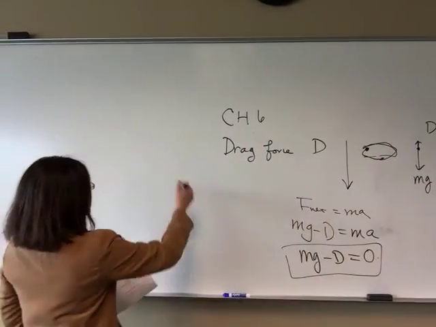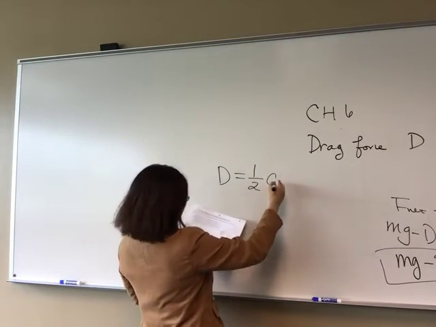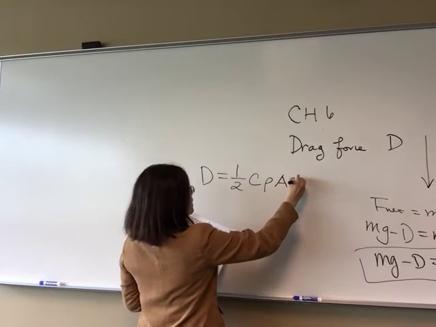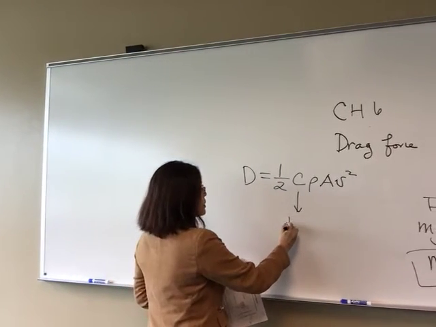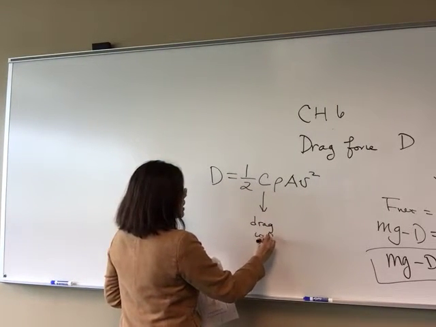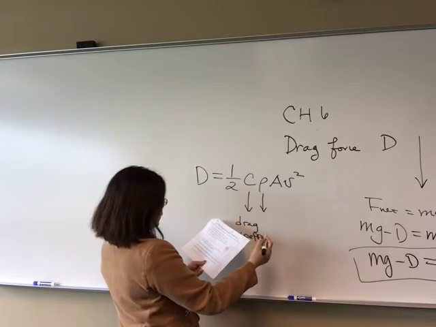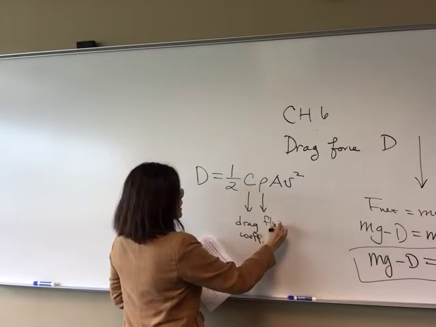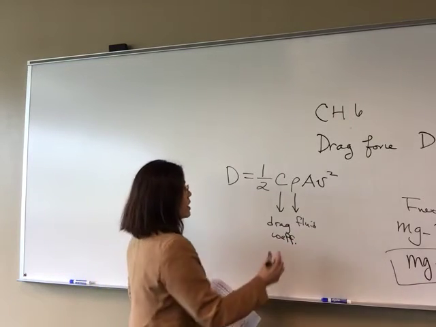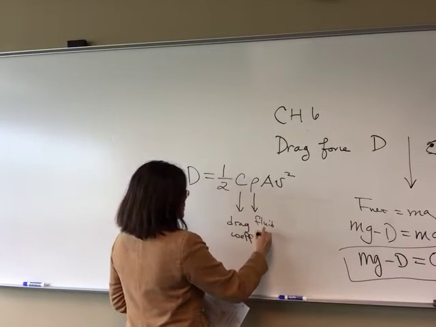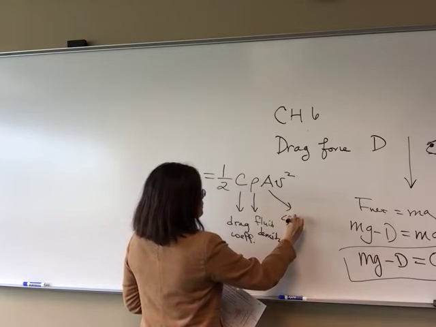So the drag force has this expression. It's equal to 1/2 C rho A V squared. So what is C? C is a coefficient, the drag coefficient, and it depends on the object and also the fluid. The density, rho, is the density of the fluid. For example, if air is the fluid, then there's a density of air. So, fluid density. What is A? A is the cross-sectional area.